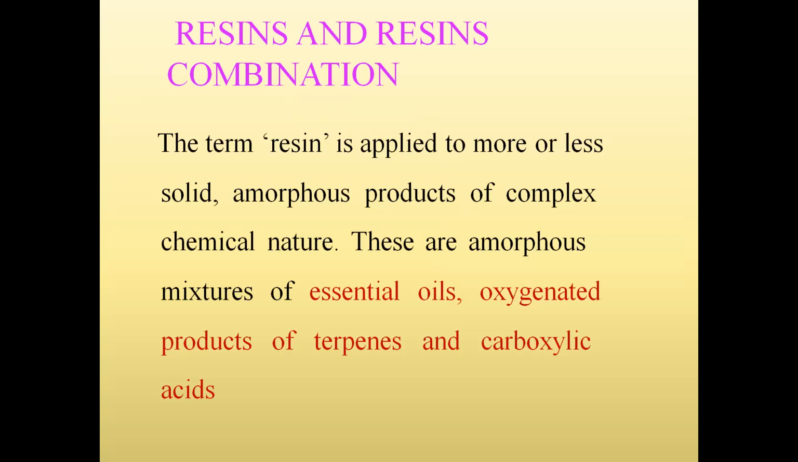The term resin is applied to more or less solid amorphous products of complex chemical nature. They are solid amorphous products and they have a complex chemical nature, meaning the chemical nature is not easy. These are an amorphous mixture of essential oils, oxygenated products of terpenes, and carboxylic acids. It means resins contain oils also. They can also contain oxygenated products of terpenes, meaning terpenoids, and carboxylic acids also. So resins are mixtures, you can say.